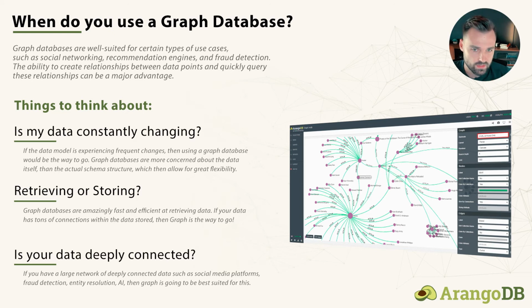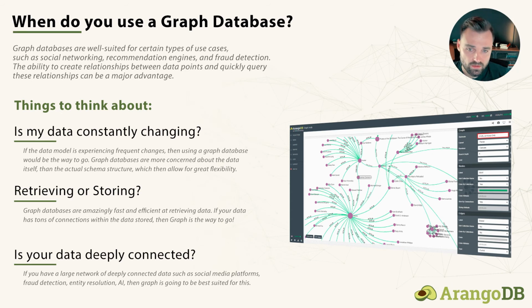So now the question, when do you use a graph database? Before answering that, there are a few important things to consider here. First, how frequent are the changes in your data? Second, what's more important to you? Is it retrieving or storing the data? And last but not least, how connected is your data? So when taking all that into consideration, if your data is constantly changing, highly connected, and retrieving your data is far more important to you, then a graph database is going to be the way to go.